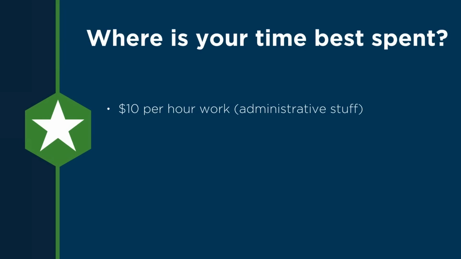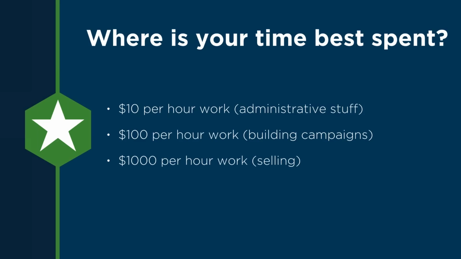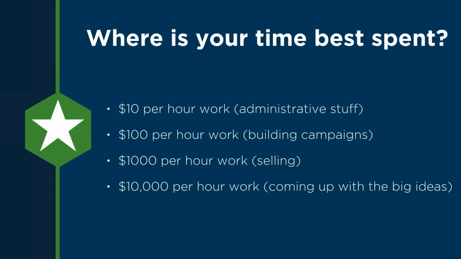So let me ask you a question. I've been talking for a while, so I apologize. We're almost done. Let me just have you refocus your attention. If you're off doing something else, this is one of the most important questions you should be asking yourself right now. Where is your time best spent? In your business, there's various different tiers of work. There's $10 per hour work, right? Administrative stuff. There's $100 per hour work, which might be building campaigns, things like that. There's $1,000 per hour work, which might be actually selling to your customers. And then $10,000 per hour work, which I'd say is like working on the big ideas of your business.